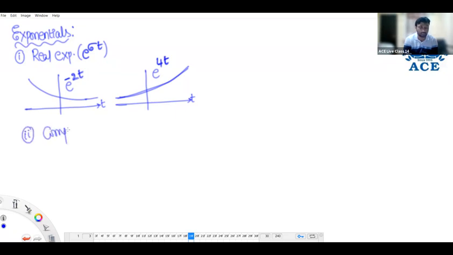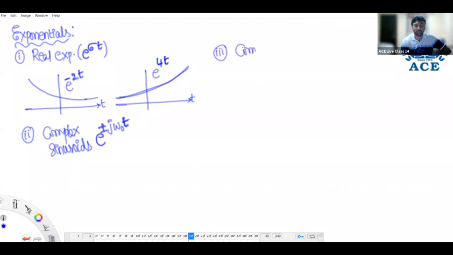Second form is complex sinusoids, e power ± j omega naught t. Of course, it is Euler's identity. E power j theta expansion is cos theta ± j sin theta.